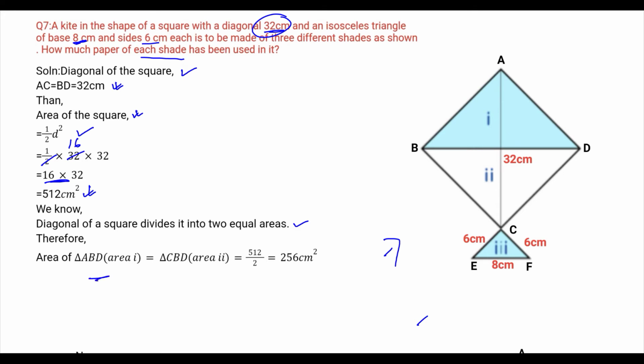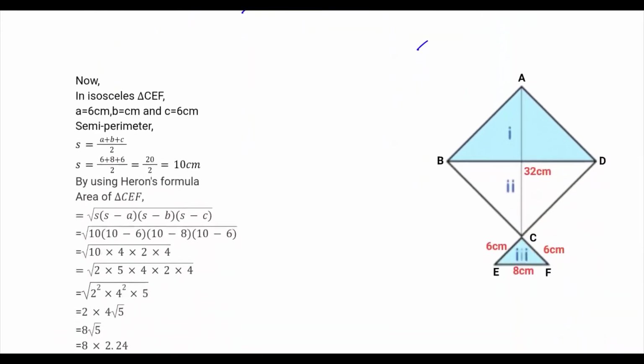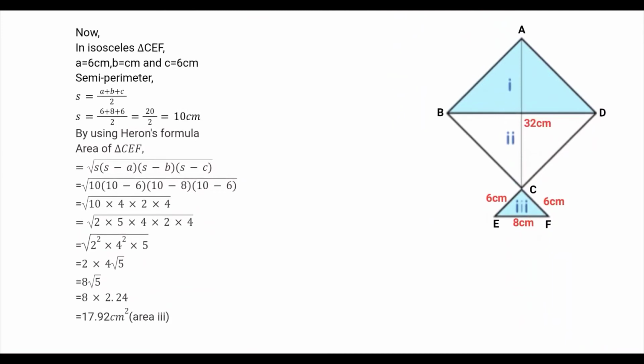Therefore, area of triangle ABD, so this is the first area, should be equal to area of triangle CBD. Like I said, the whole area is 512, and now this BD divides it into equal halves. So you can see 512 divided by 2. How much do we get once we divide? We're getting 256, which means this area 1 is 256 centimeter square, and this area 2 is also 256 centimeter square. Now that we know, we just have to find the third part, that is the area of this isosceles triangle.